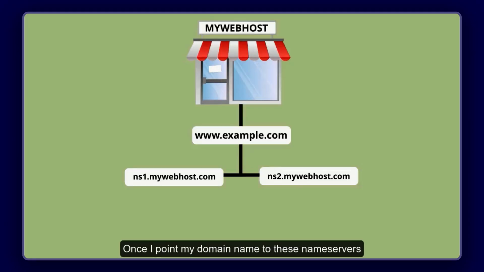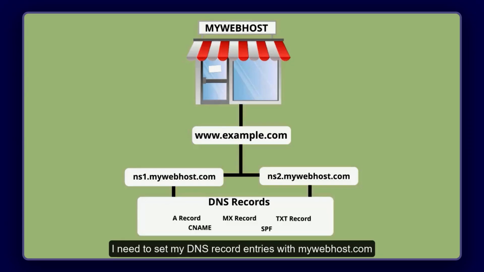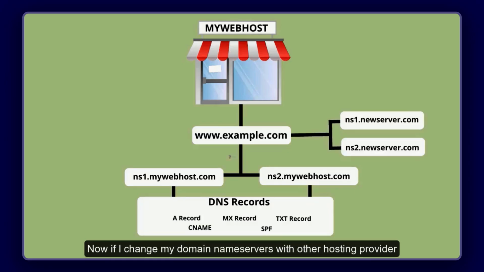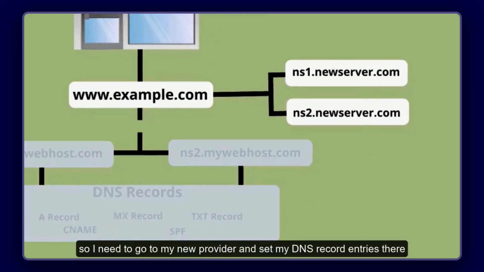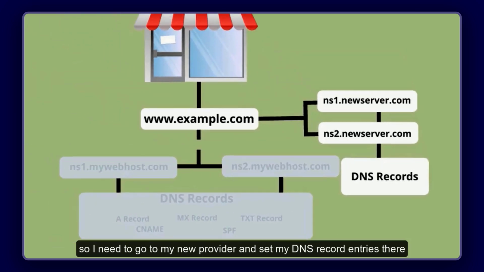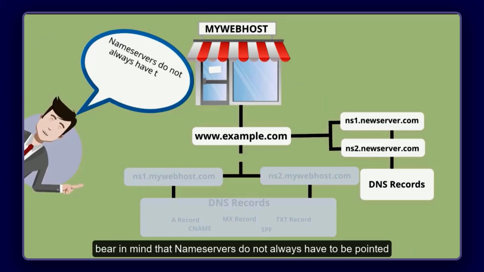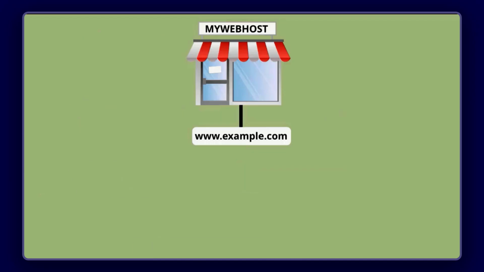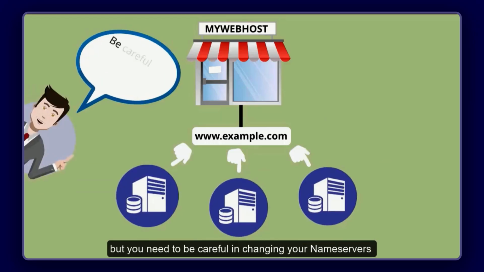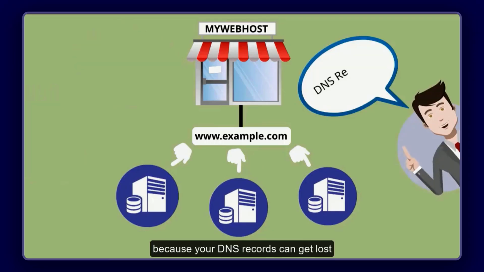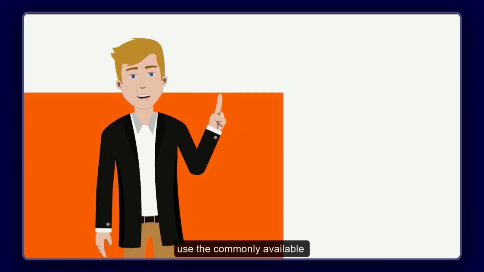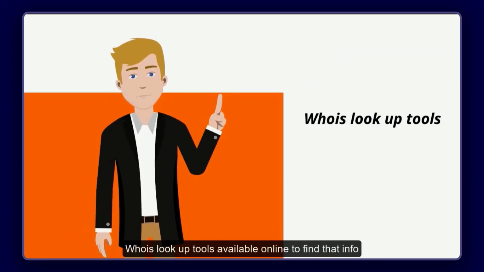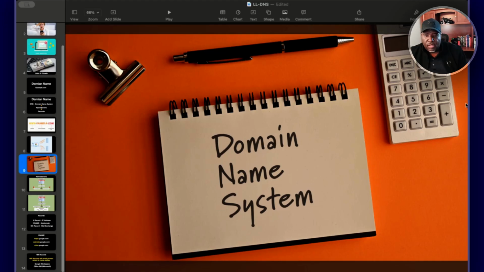Once I point my domain to these name servers, I need to set my DNS record entries with mywebhost.com. Now, if I change my domain name servers to another hosting provider, my current DNS records with mywebhost will no longer work. So I need to go to my new provider and set my DNS record entries there. Bear in mind that name servers do not always have to be pointed to where you purchased your domain. You can always point them to any hosting provider, but you need to be careful in changing your name servers because your DNS records can get lost. If you are uncertain about your name servers and DNS records, use the commonly available Whois lookup tools online to find that info.